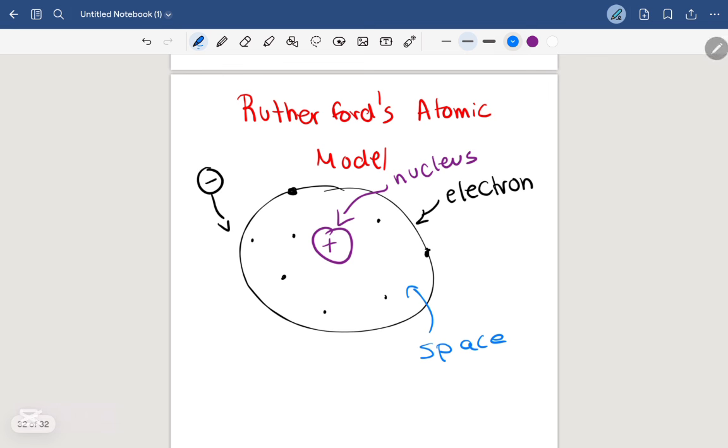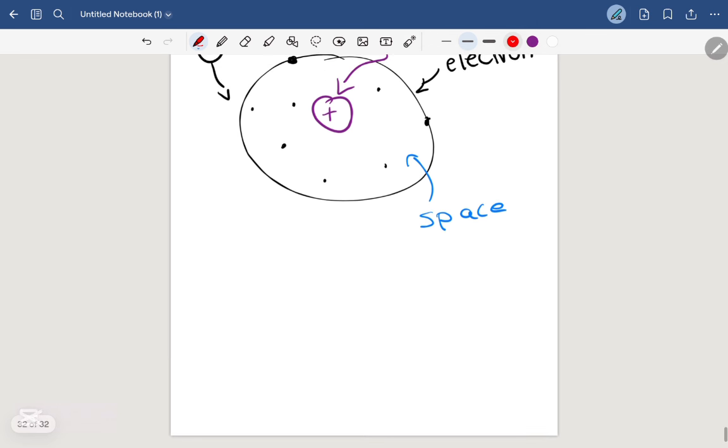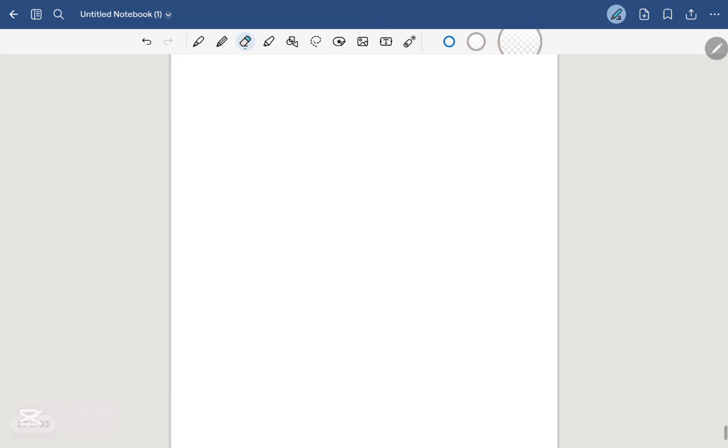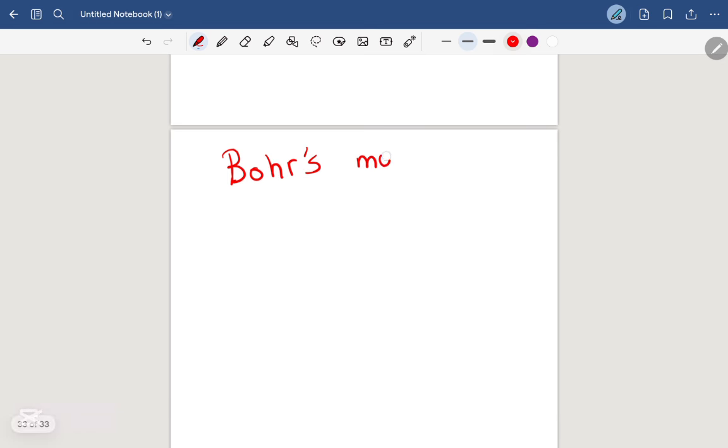Now, after Rutherford, someone came and said, this does not make sense to me. And this person, his name was Bohr. I think we need a new page for Bohr. Let's open a new page. His name was Bohr. And what do we call this? We call this Bohr's model.